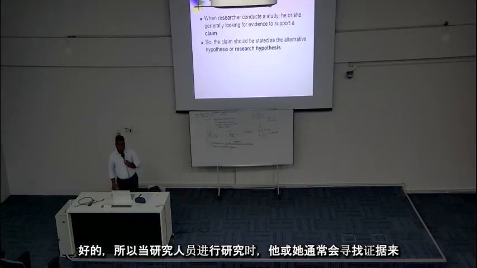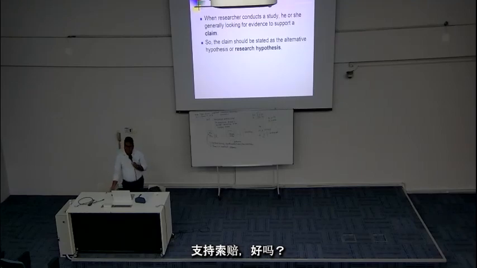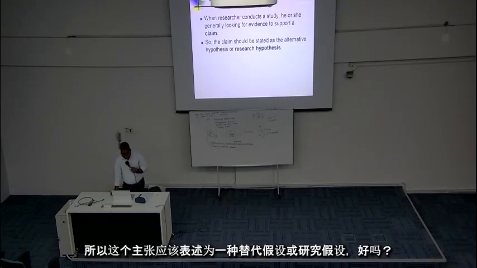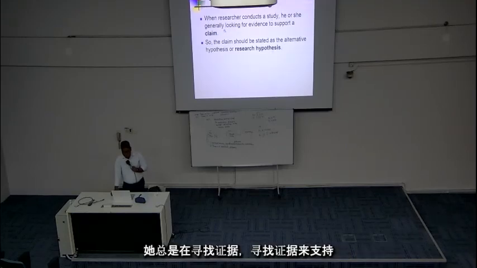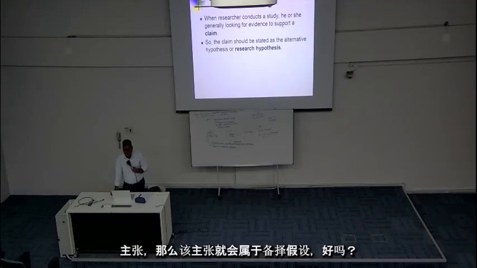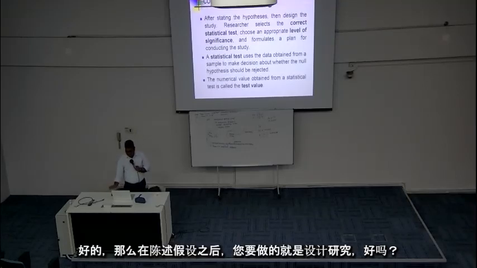When a researcher conducts a study, he or she is generally looking for evidence to support a claim. The claim should be stated as the alternative hypothesis, or research hypothesis. She is looking for evidence to support the claim, and the claim falls under the alternative hypothesis.